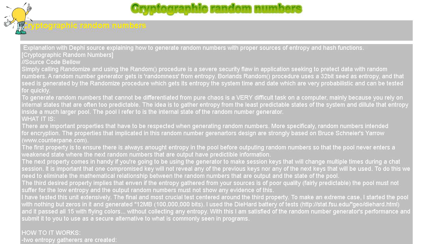The properties implicated in this random number generator's design are strongly based on Bruce Schneier's Yarrow, www.counterpane.com. The first property is to ensure there is always enough entropy in the pool before outputting random numbers, so that the pool never enters a weakened state where the next random numbers that are output have predictable information.